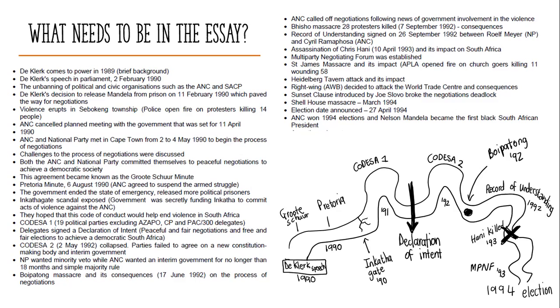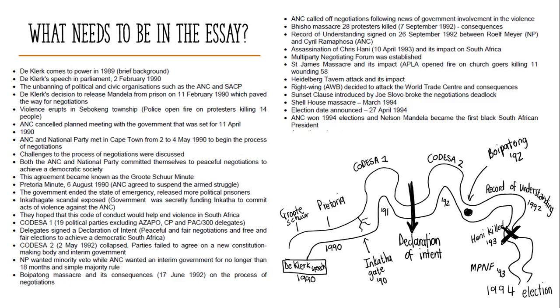And in between CODESA 1 and CODESA 2, you've got the Boipatong massacre. I always get confused between the Boipatong and the Bisho massacre. I know that the one was when the police basically said that they weren't involved, and then it was discovered that the police were actually involved, and a lot of people ended up dying. And then, oh yeah, I was right. The Boipatong massacre is where violence erupts in the township, and then they discover basically that the police were behind it.